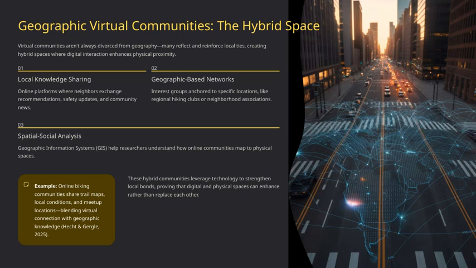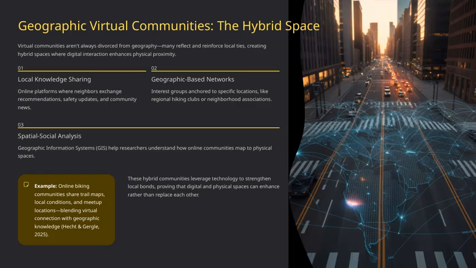Now, let's explore the concept of geographic virtual communities and the idea of the hybrid space. Virtual communities are often thought of as completely separate from physical locations, but that's not always the case. Many online spaces actually reflect and even reinforce local ties, creating these hybrid environments where digital interaction enhances our physical proximity. For example, we have local knowledge-sharing platforms, online spaces where neighbors can exchange recommendations, safety updates, or community news.